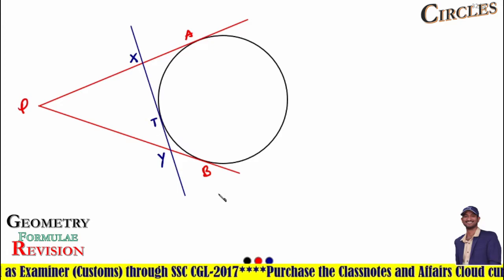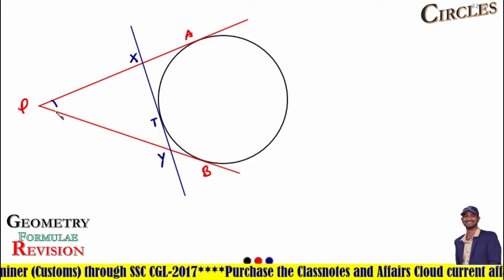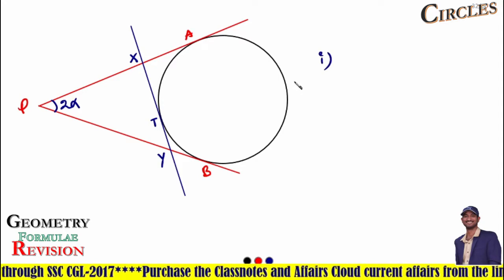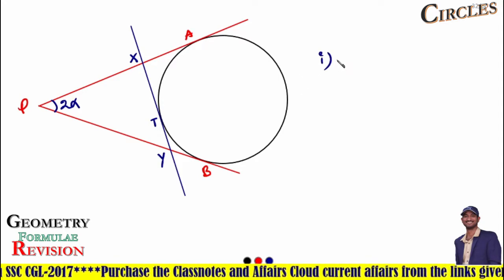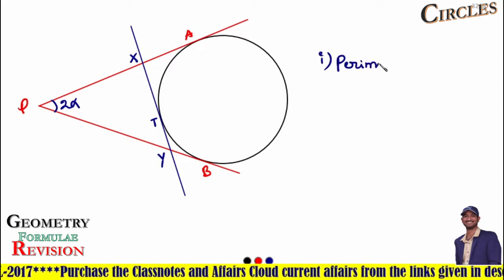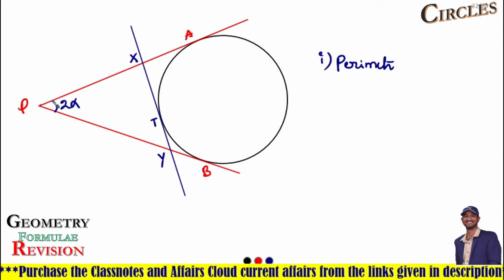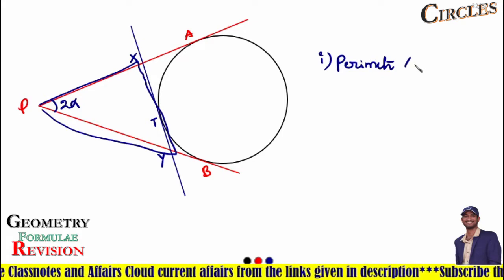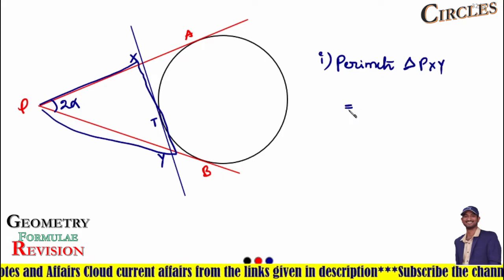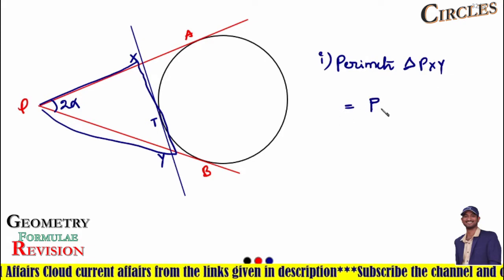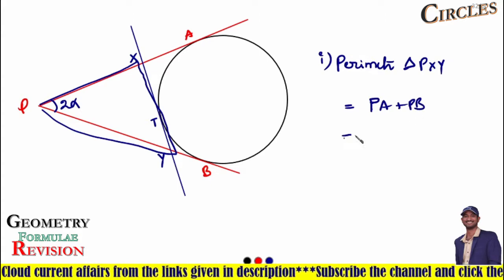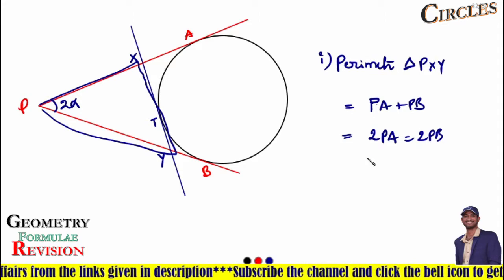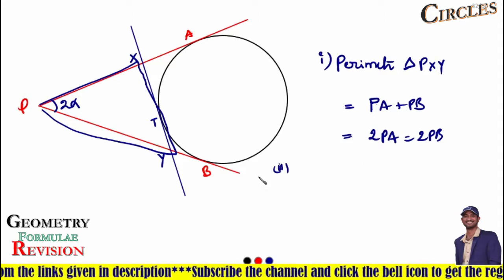Now, if the angle between the tangents is 2 alpha, then the first point is the perimeter of triangle PXY. Perimeter of triangle PXY is equal to the sum of the tangents PA plus PB, or PA and PB both are equal, so I can write 2PA or 2PB. It is the first important point.